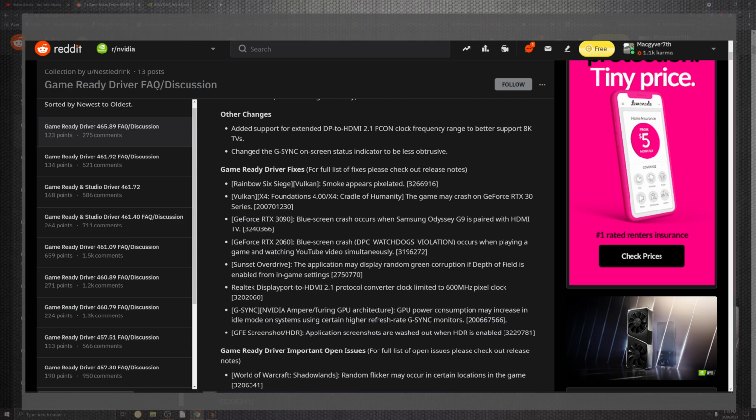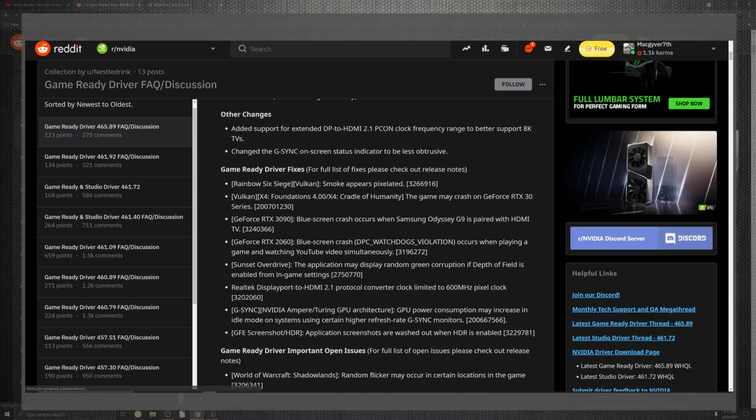as Sunset Overdrive comes down to a fix for the display of random green corruption and depth of field is enabled for the in-game settings. Realtek, the DisplayPort to the HDMI, looking at the protocol for the converter and the limits of the 600 megahertz and the pixel clock. Now we have Ampere and Turing for as far as that architecture. The GPU power consumption may increase in idle portions. And these are all fixes which I'm hoping are there.